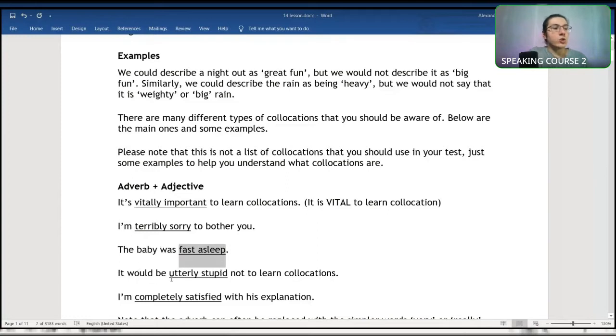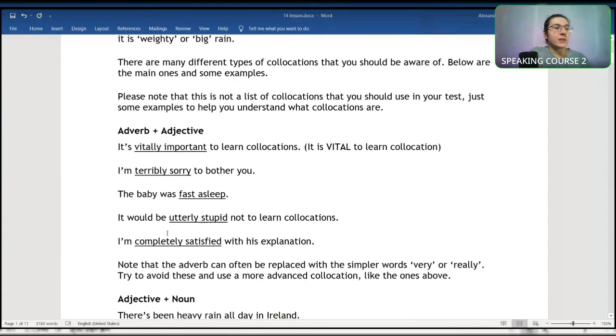It would be utterly stupid not to learn collocations. I'm completely satisfied with his explanation. Note that the adverb can often be replaced with the simpler words very or really, but try to avoid these and use a more advanced collocation. Yeah, 100%. So as I said, you could say it's very important, but very important doesn't sound nearly as cool, and also it doesn't give you as many lexical resource points. By using these kinds of difficult collocations, you gain more and more lexical resource points.